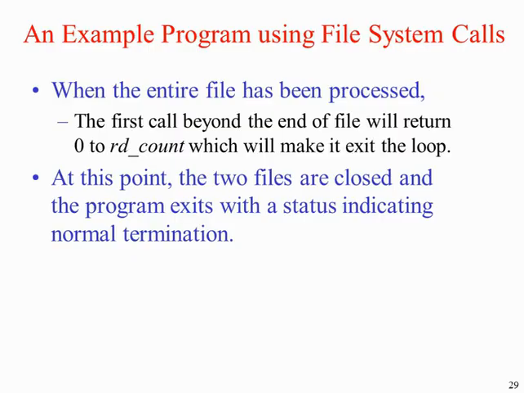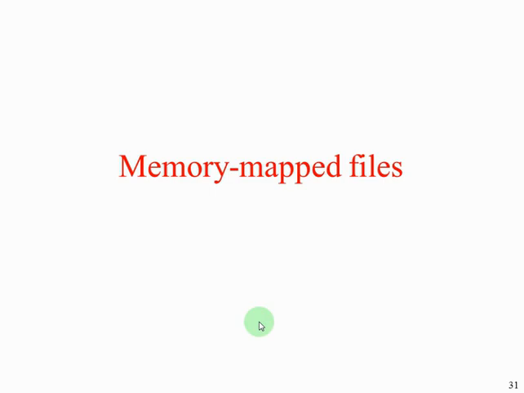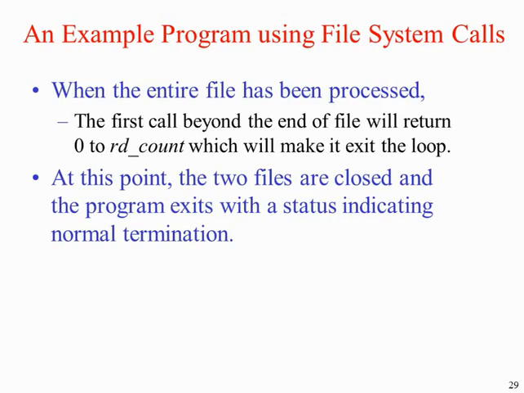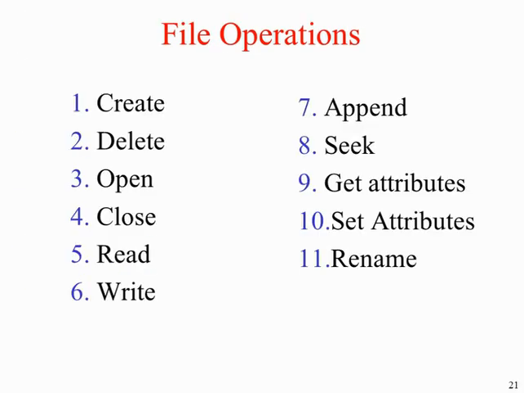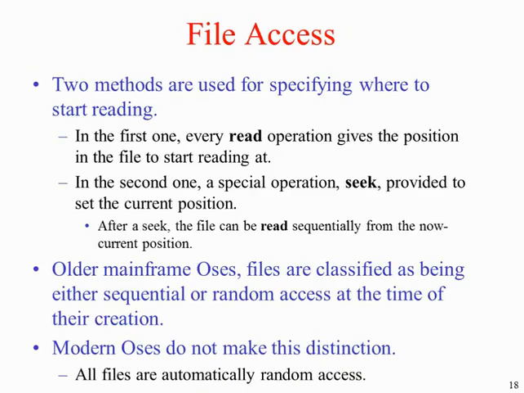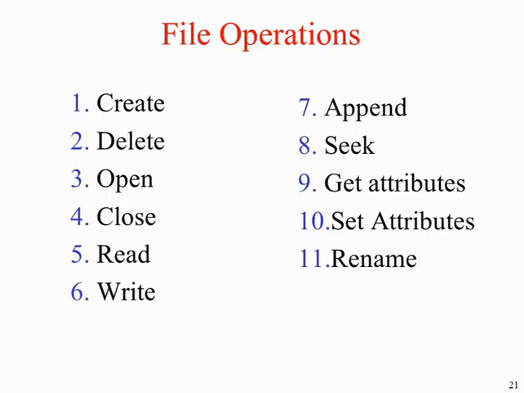At this point, the files will then be closed with a status indicating normal termination. Okay, and this is the source code of how that entire process will happen. Okay, so these are the different other features connected with files. One is the method of accessing files, then followed by attributes and the different operations we can perform on a file.